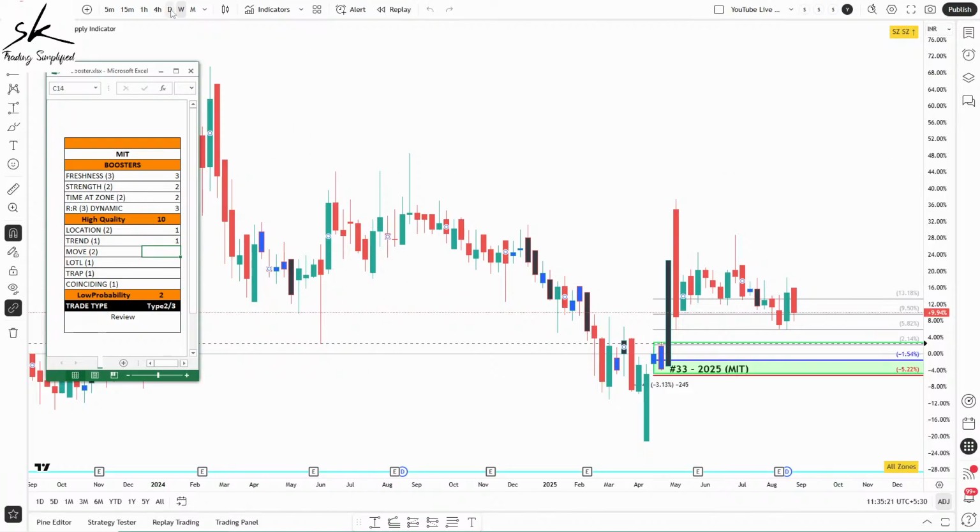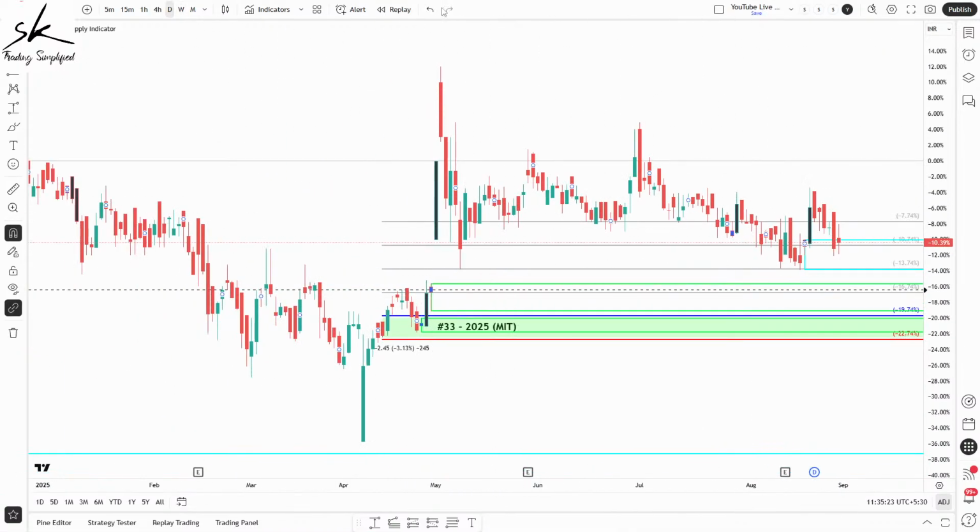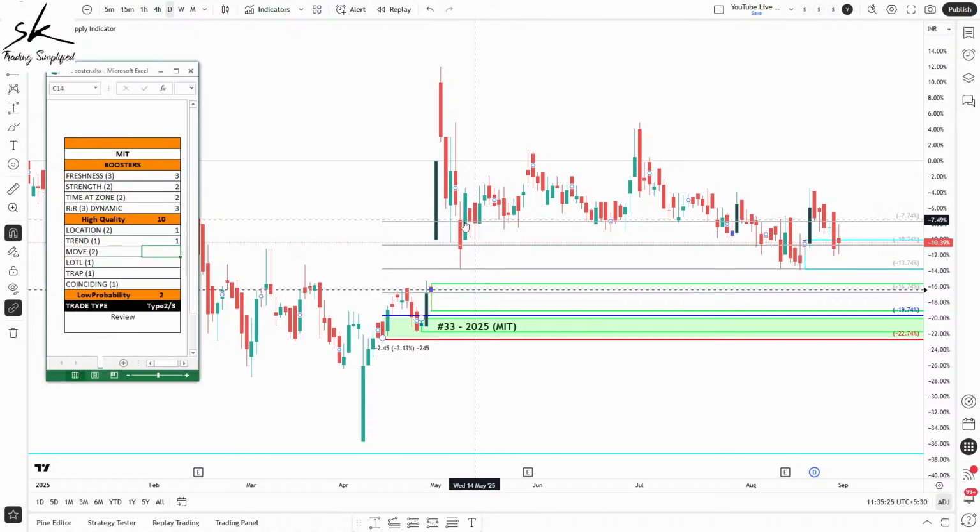Talking about move from the zone, we need at least a 4:1 move. We already have a move which is much bigger than that, so it gets a score of 2. It is a case of level on top of level, and it is also a coinciding level. And the last one is trap.